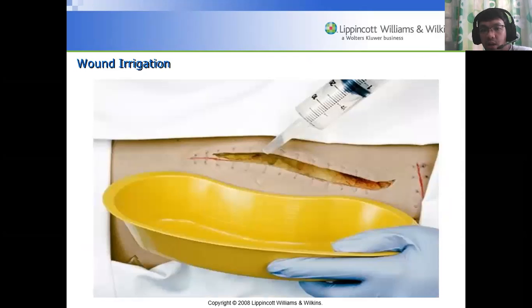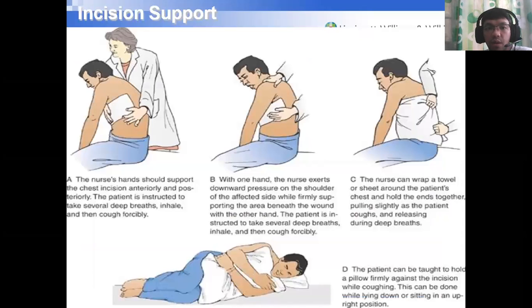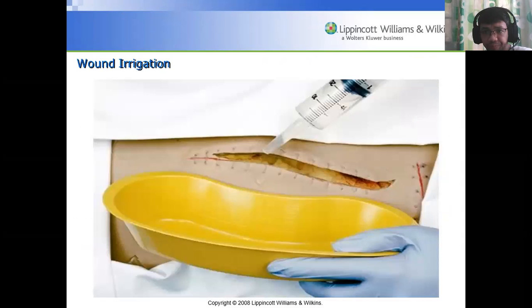Wound irrigation. In wound irrigation, usually the ones who are doing this are the physicians, and we assist in the irrigation of the wound of the patient. So once the surgeon is going to do rounds and is going to do wound irrigation, we assist them in performing this for the patient.